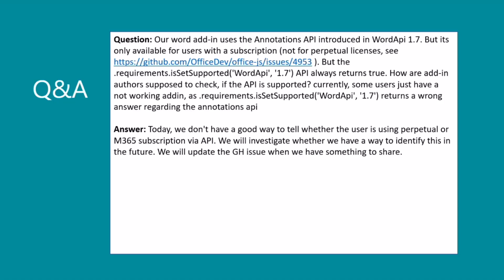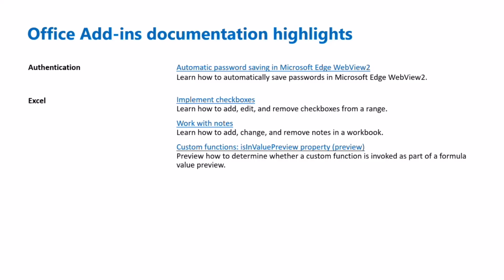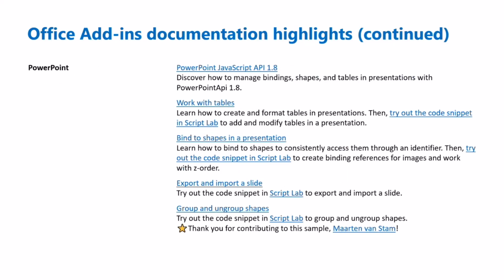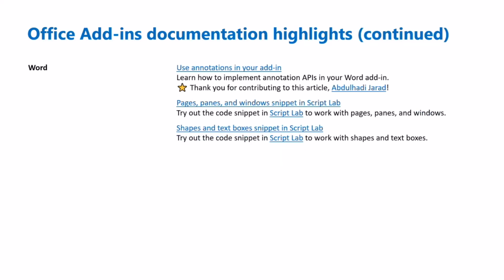Besides all of those questions, we also have some updates for the documentation brought by our content technical writer team. We have updates for authentication, updates for Excel, as well as updates for NAA, Outlook, and PowerPoint. You can find the new APIs and some new updates of the samples in those updates. Feel free to take a check and let us know if you have more questions on this.